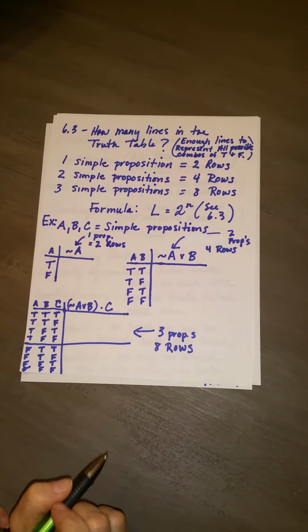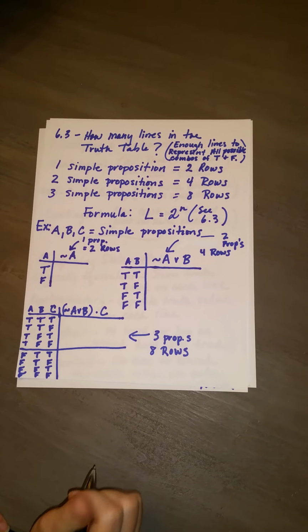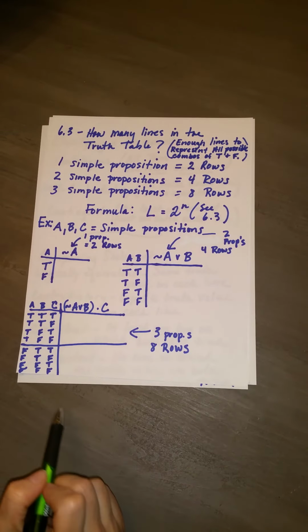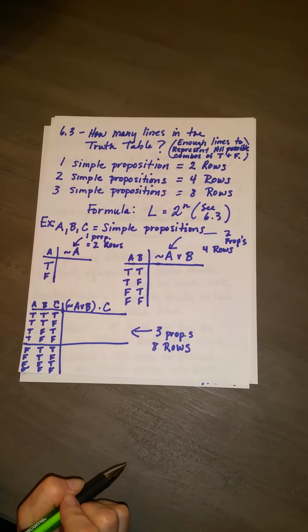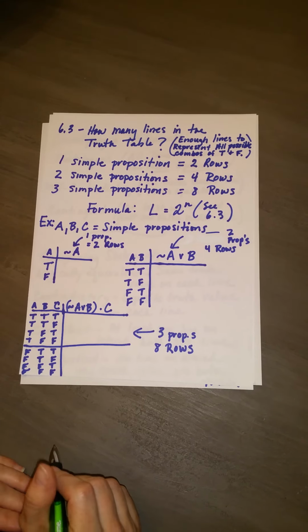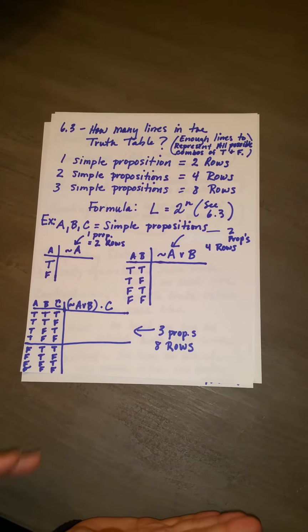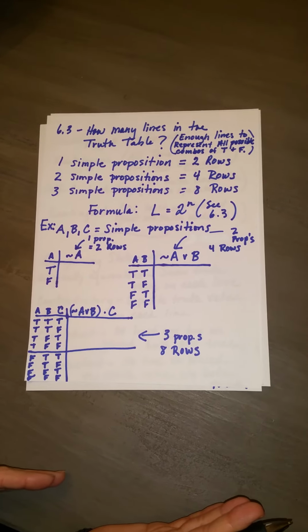This video is intended to help you with the homework for 6.3 in Hurley. As you probably recall, in 6.2, you learned the truth tables for the logical operators, and you used those to calculate the truth value of statements where you knew the truth value of the simple propositions in the statement.